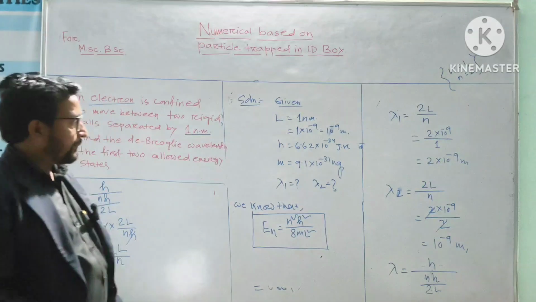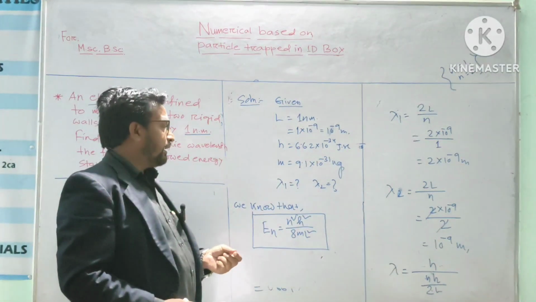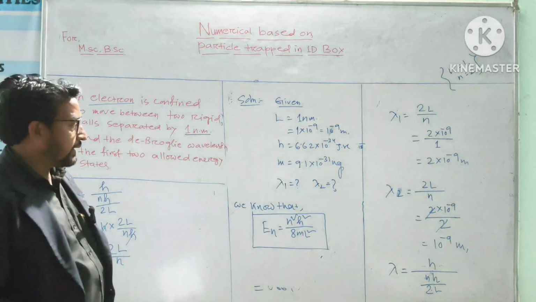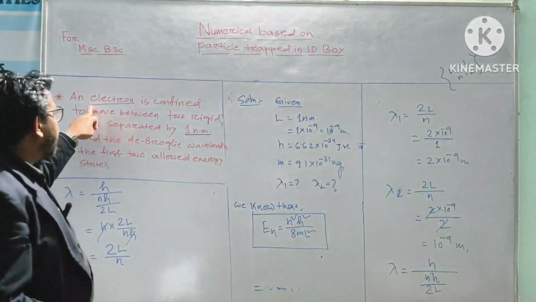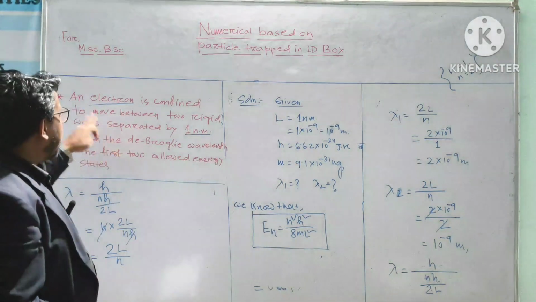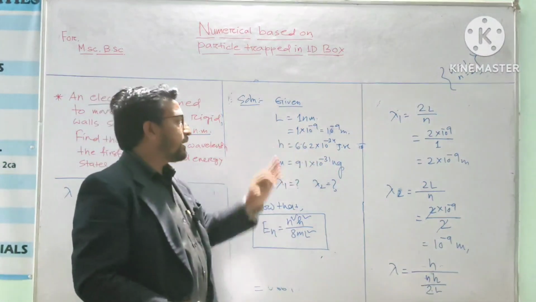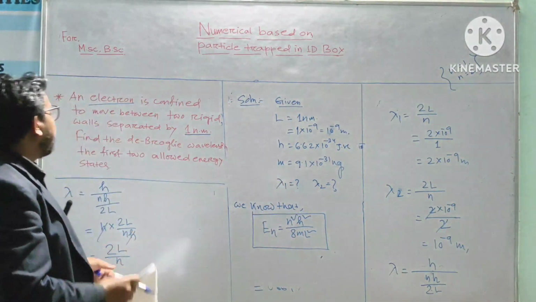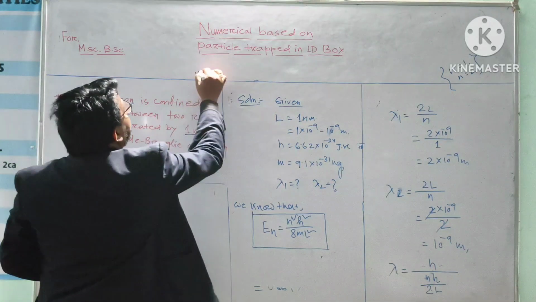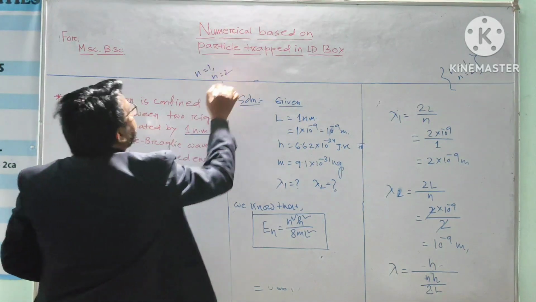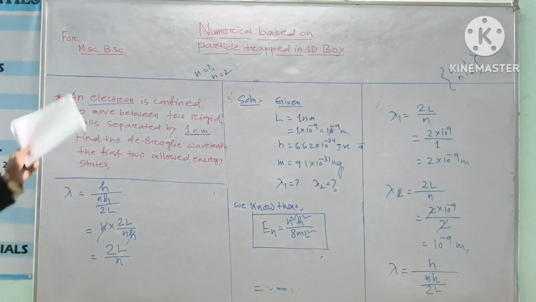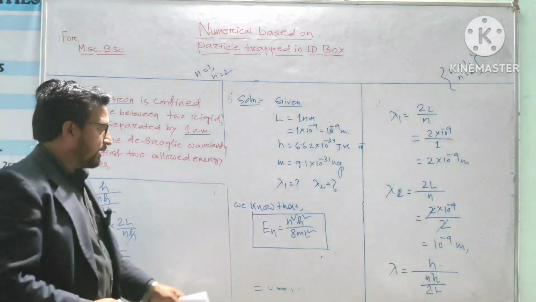H is the Planck constant, and the value of the Planck constant is 6.62 into 10 to the minus 34 joule second. The particle is an electron, so the mass of the electron is 9.1 into 10 to the minus 31 kg. Lambda 1 equals what and lambda 2 equals what, corresponding to quantum number n equal 1 and quantum number n equal 2. These are the corresponding values we need to find.